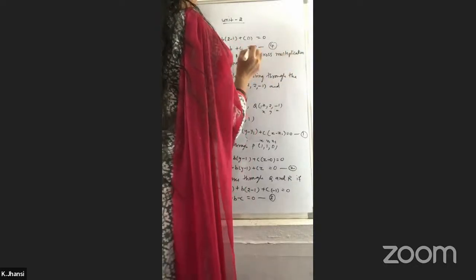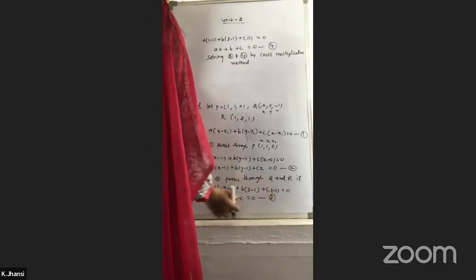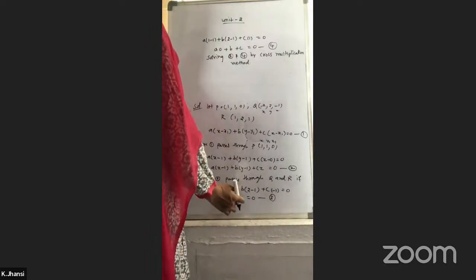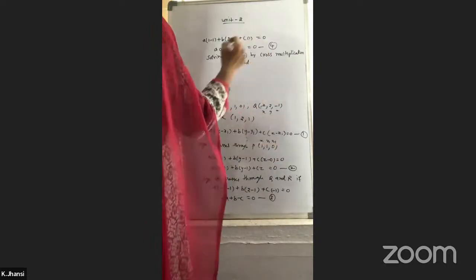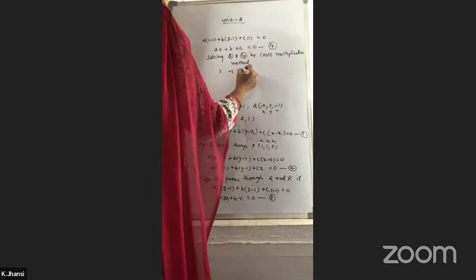So we get A, B, C values. In the cross multiplication method, we first write the B, C values and then the A value. Then again we repeat the B value. So here in equation 3, the B coefficient is 1, the C coefficient is -1, so 1, -1, and the A coefficient is -3.